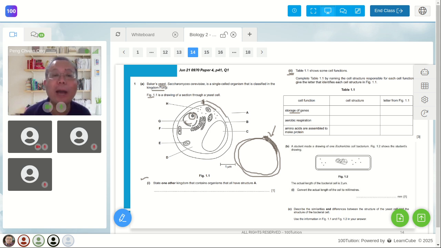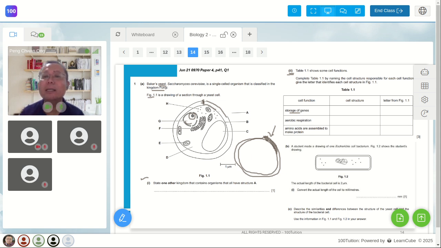So we know F is also the ribosome, right? You will see they are small dots. It's quite different from H, which is also ribosome, but it is the small dots of the ribosomes that are somehow connected together. Okay, very good.